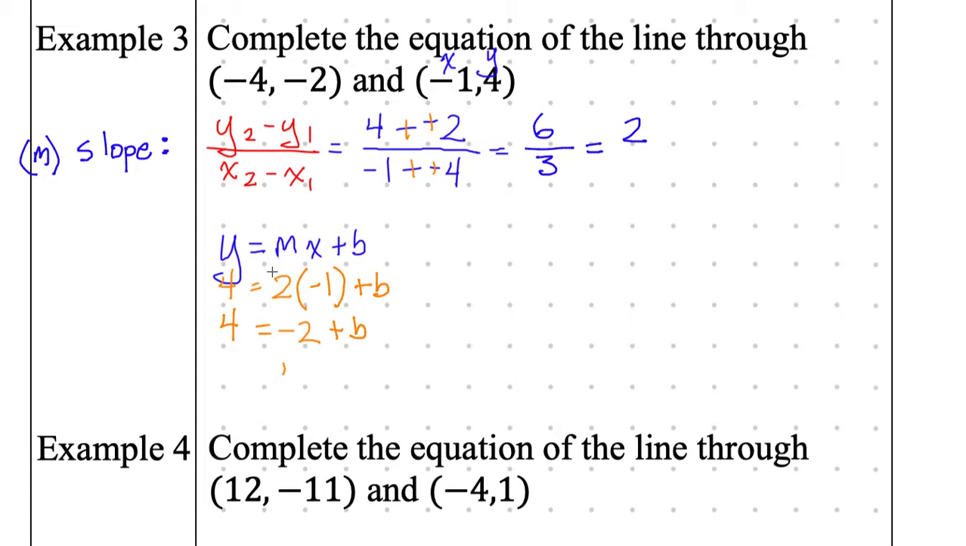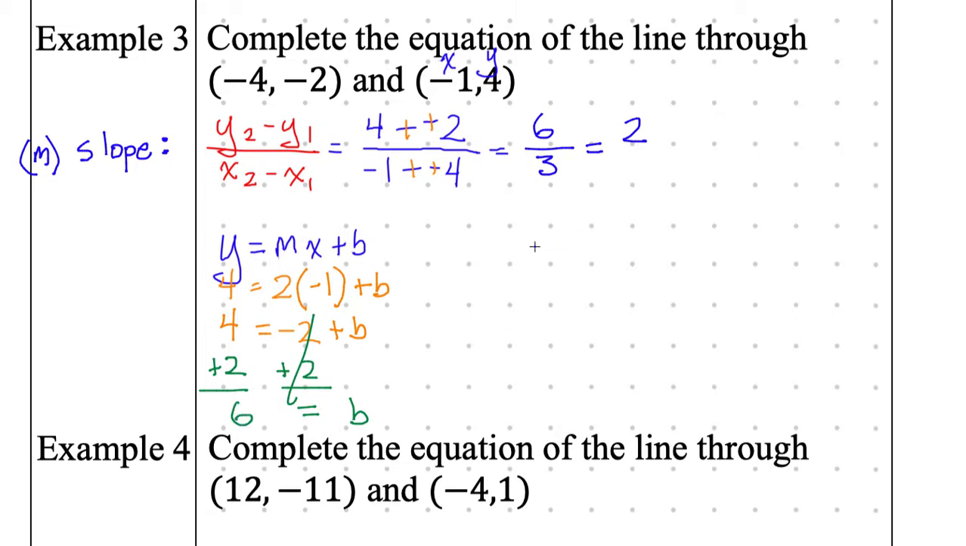So let me switch colors here. So I'm going to be adding 2, and from there I'm going to get that 2 eliminated, and I have my b on the right-hand side, and that is equal to 6. And I'm done. I just have to write this all out now.